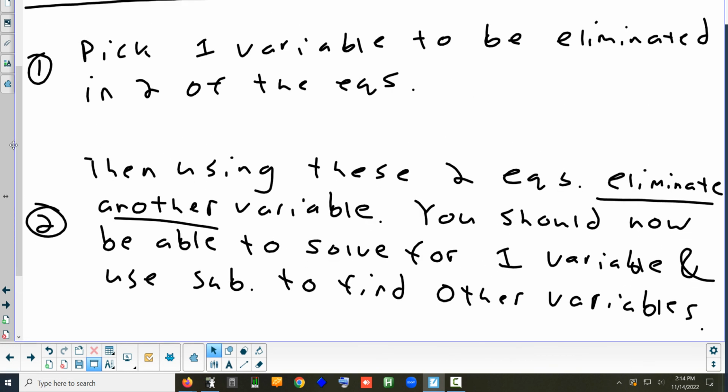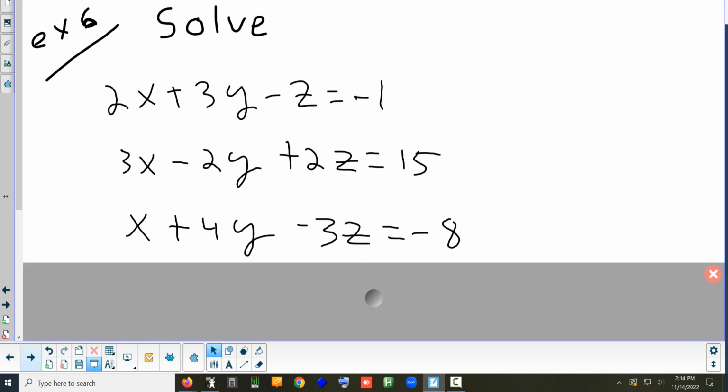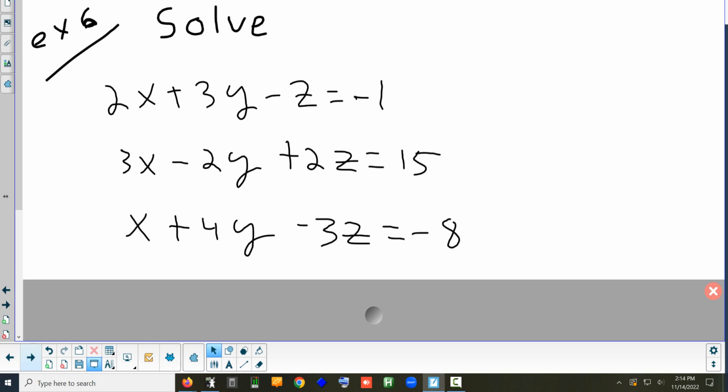The other thing that happens with this is because each step kind of builds you to the next one, if you make a mistake on a step early on, it will mess up every step after that. So we just have to be careful. So there's our system.